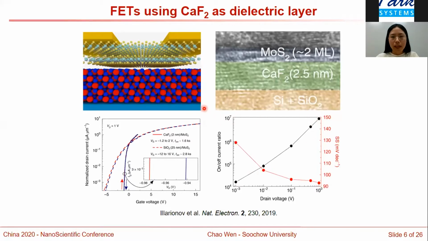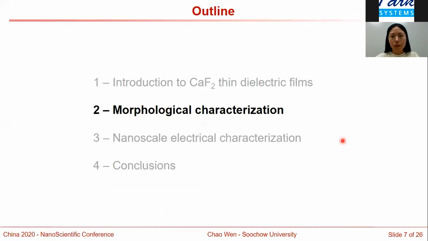But here I want to point out that although the device performance is very promising, the nanoscale information they provided in the Nature Electronics paper is very limited and rather poor. So we are very curious about the microstructure of our calcium fluoride and also the electrical properties of it. So first, we analyze the morphological information of calcium fluoride using cross-sectional transmission microscopy, which I will refer to as STEM in the next talk.